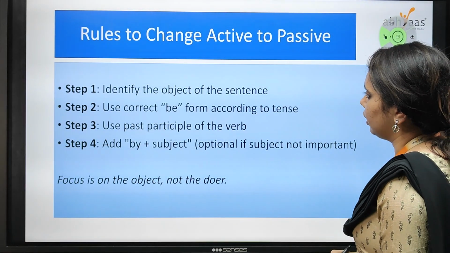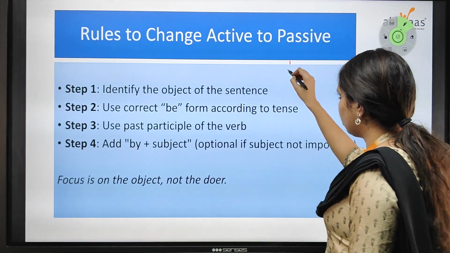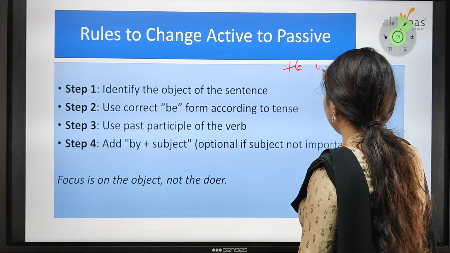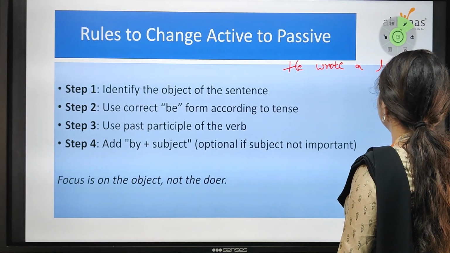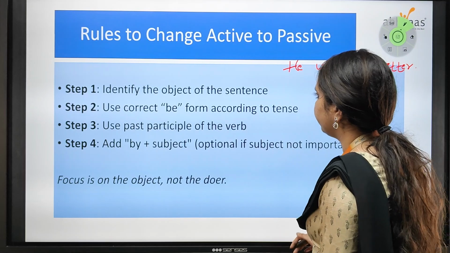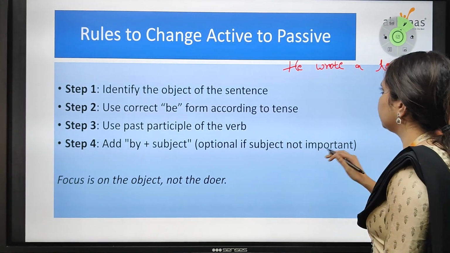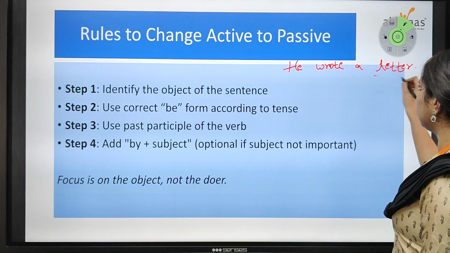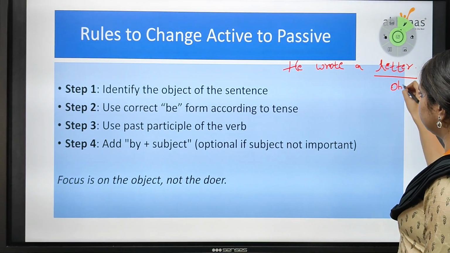So generally here are the steps. For example, let's take the sentence here. He wrote a letter. Simple. Let's just take a simple sentence here. First you have to identify the object. What is the object here? Something that receives. Who is the receiver of the action? Letter is receiving the action of writing, right? So this is the object we have.